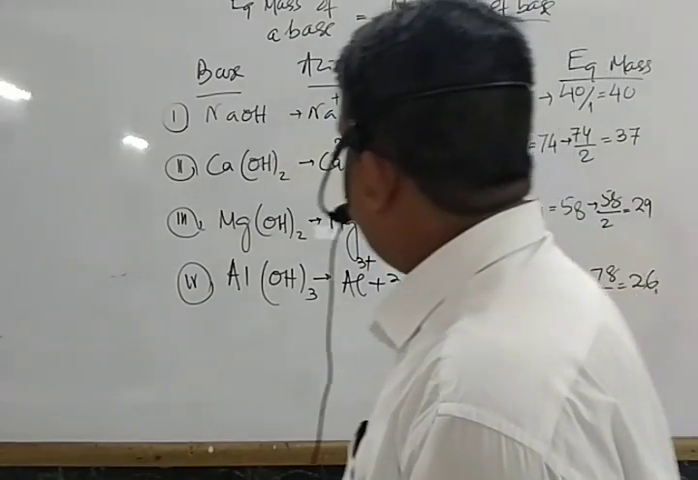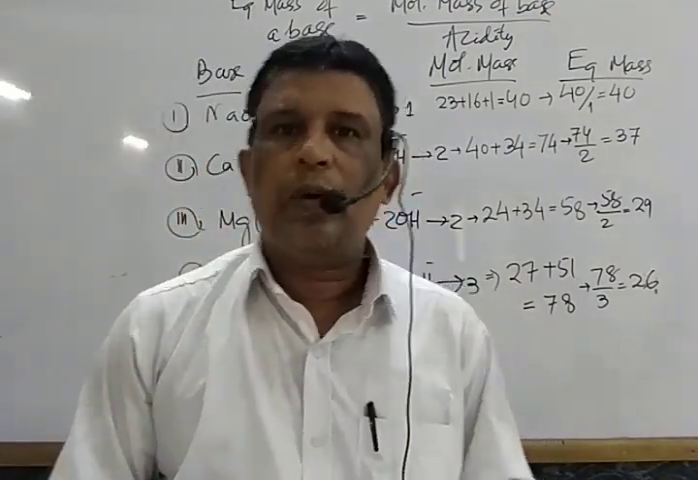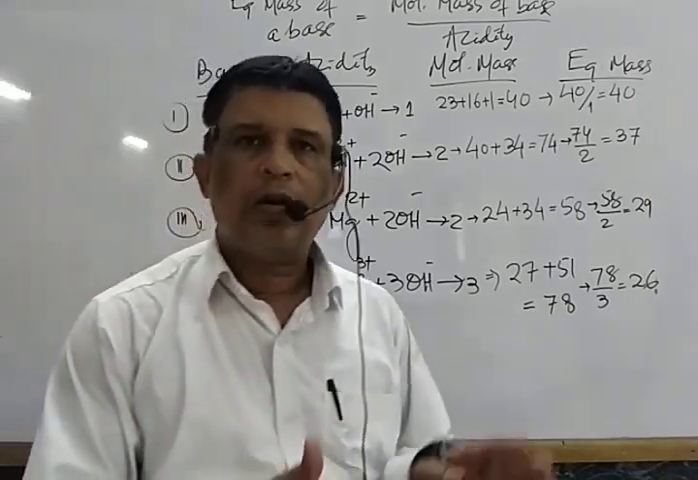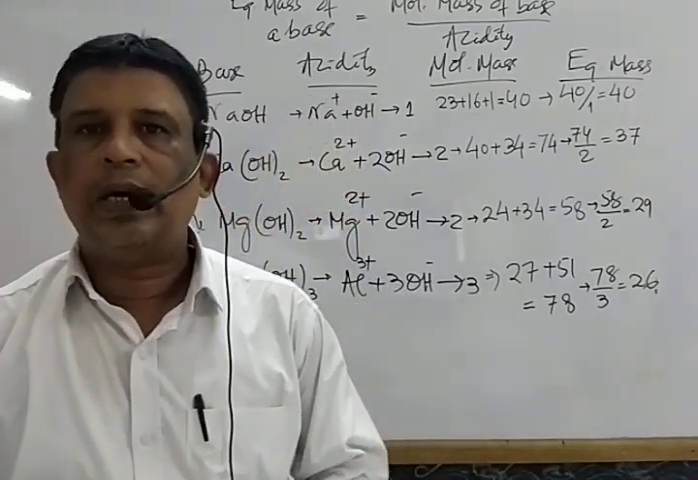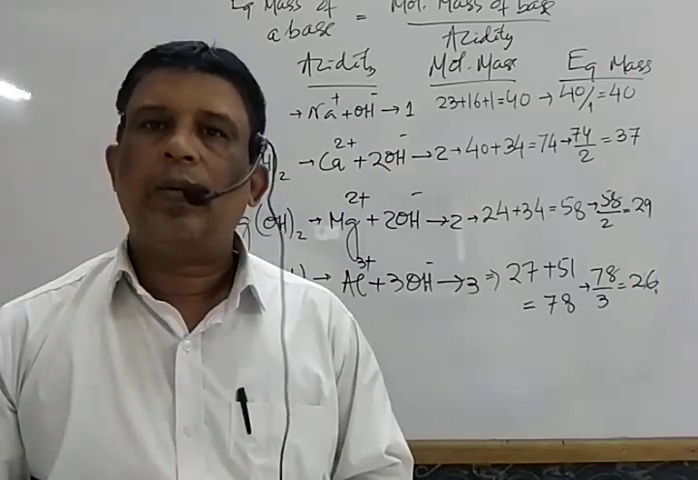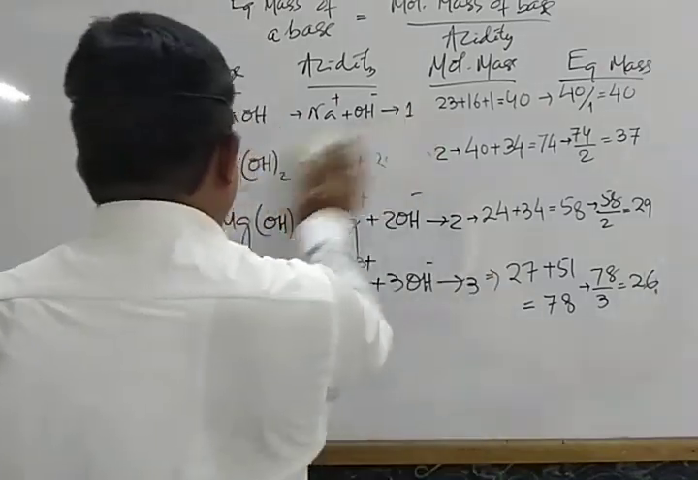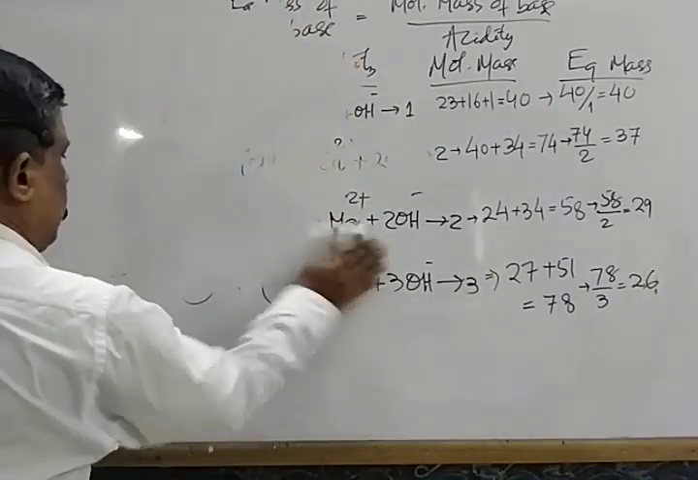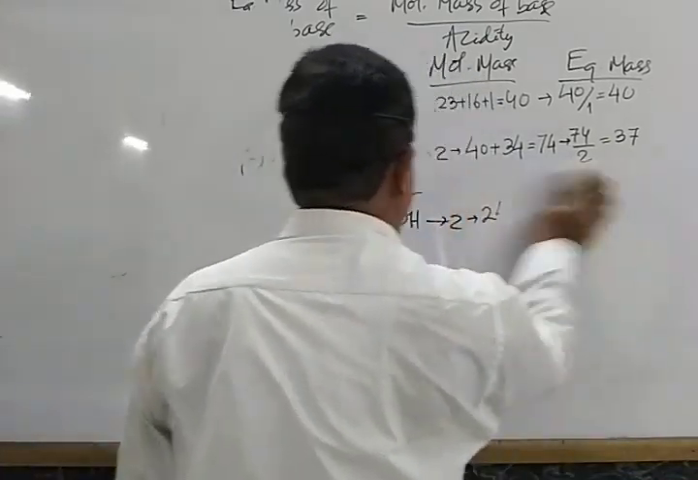This is the little idea about equivalent mass of a base. So, equivalent mass of acid, then equivalent mass of base. Next, number 2, equivalent mass of a salt.